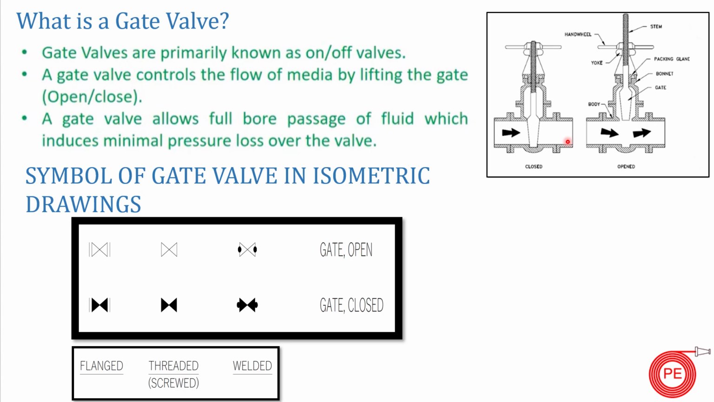It doesn't have the principle of throttling, meaning half of the flow cannot be passed through the gate valve. It operates using a flat or wedge-shaped gate that moves up and down to start or stop the flow. This wedge is connected with this handle. When we rotate this handle, the wedge goes up and down, which starts or stops the flow.